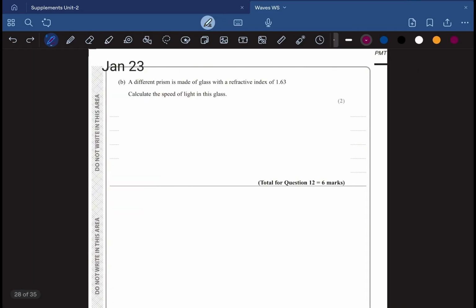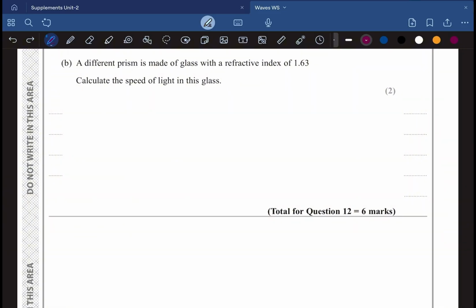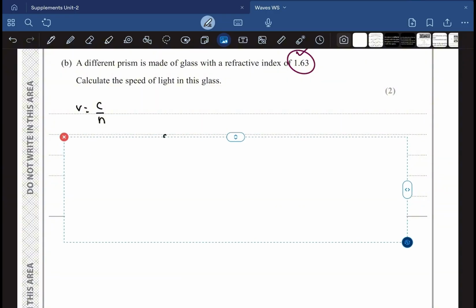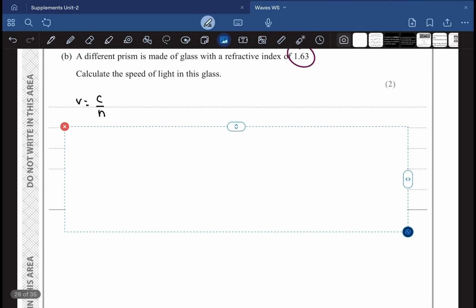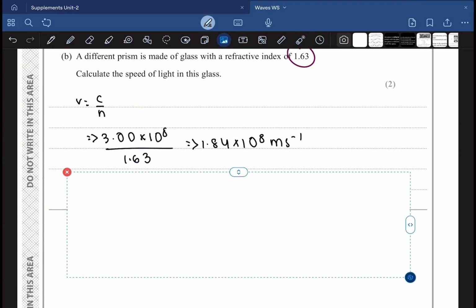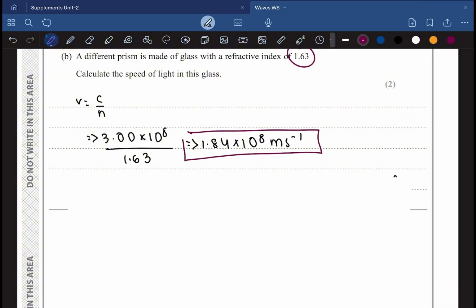Okay, now let's have a look at this part. It says a different prism is made up of glass with a refractive index of 1.63. Calculate the speed of light in this glass. And we know the only formula that relates the refractive index and the speed of light is n equals c by v. And we know v equals c by n. As we have to figure out v, we will divide the speed of light by this refractive index, which will give us the value of our velocity as 1.84 times 10 to the power 8 meters per second.